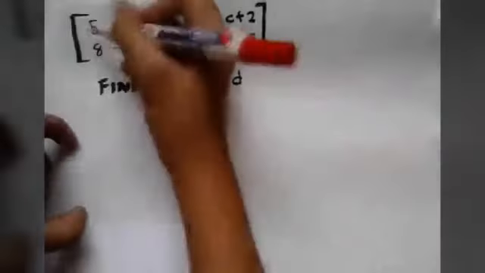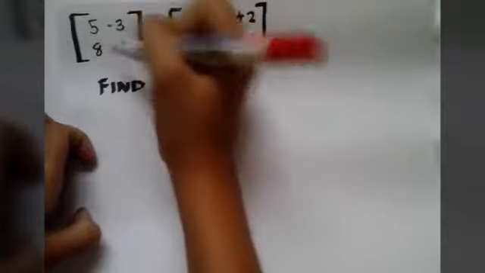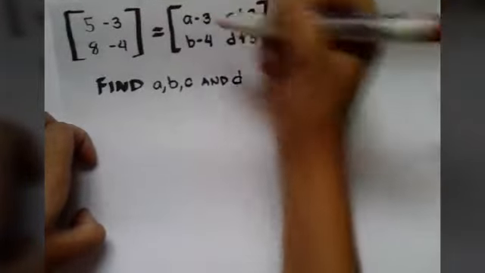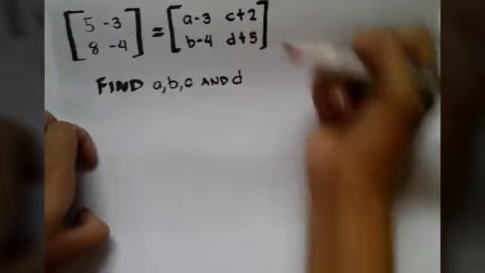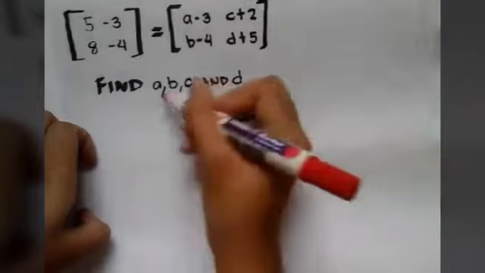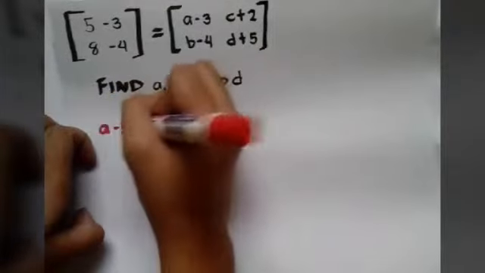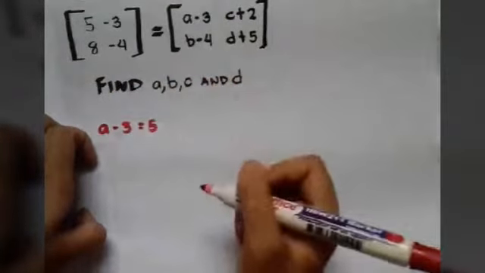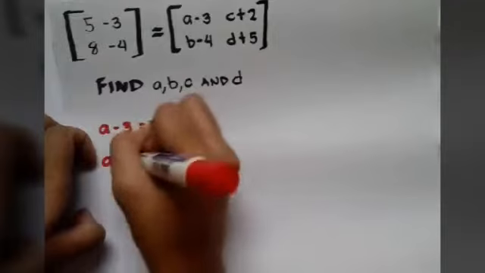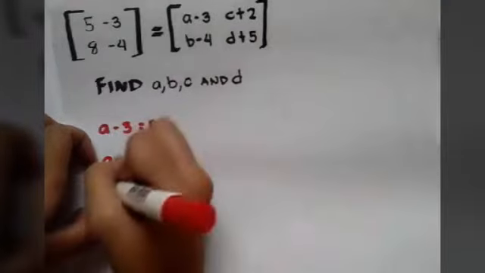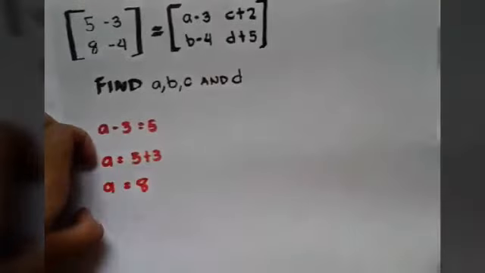Here's another given. 5, negative 3, 8, negative 4 is equal to a minus 3, c plus 2, b minus 4, d plus 5. We are asked to find the value of a, b, c, and d. If a minus 3 is equal to 5, we are just going to transpose negative 3 to the right side. It will become a is equal to 5 plus 3. So, a is equal to 8. And the solution that we did in finding a will also be the process of finding b, c, and d.